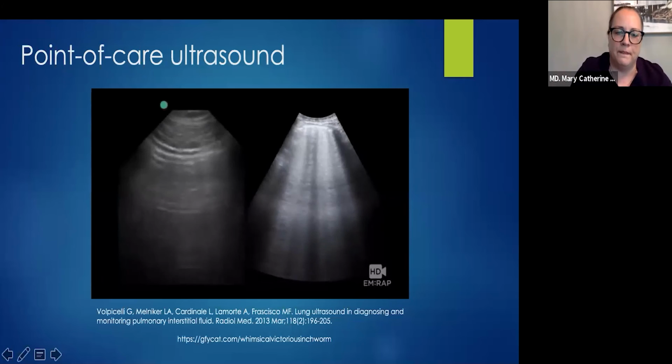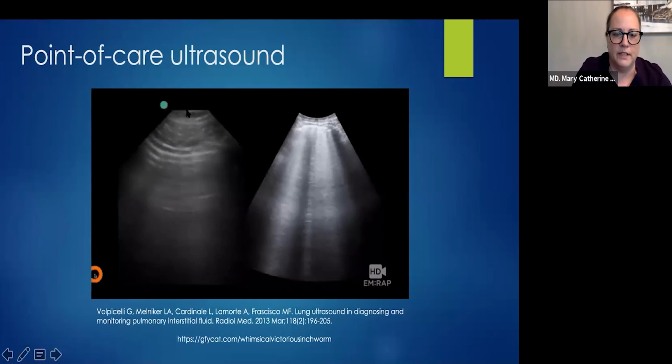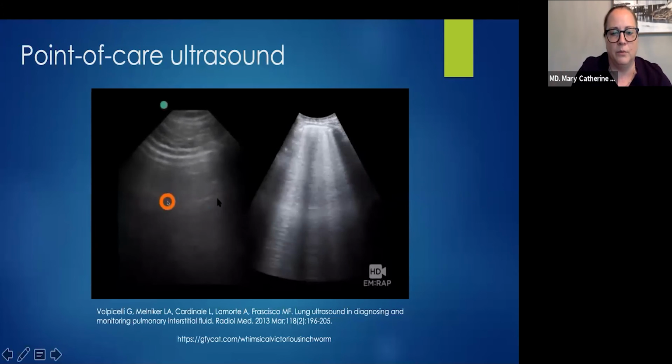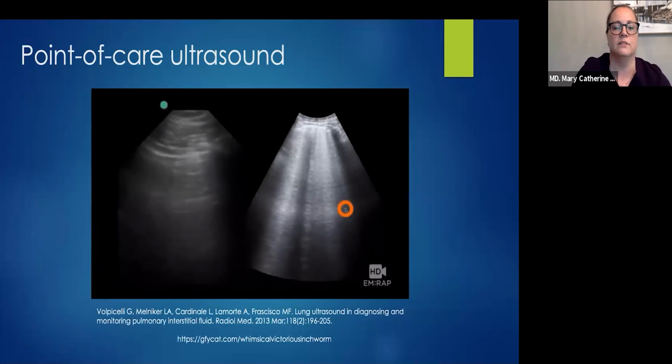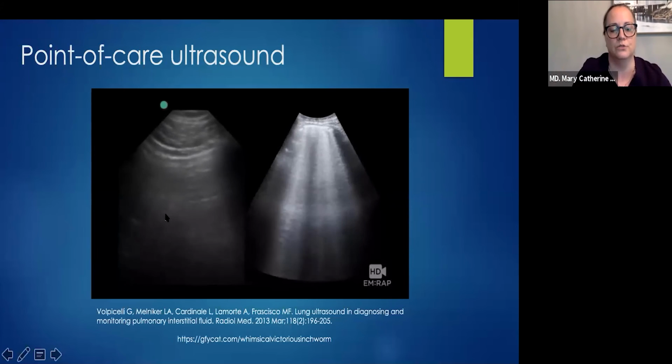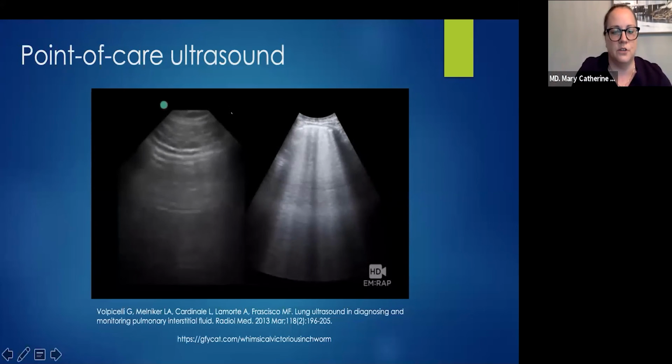I'll start on the left. This is an ultrasound of the lung parenchyma, showing the pleural line. And what they're pointing out here is what we call A lines, just reverberations of the pleural line. So this is basically a normal lung ultrasound that doesn't show any fluid.